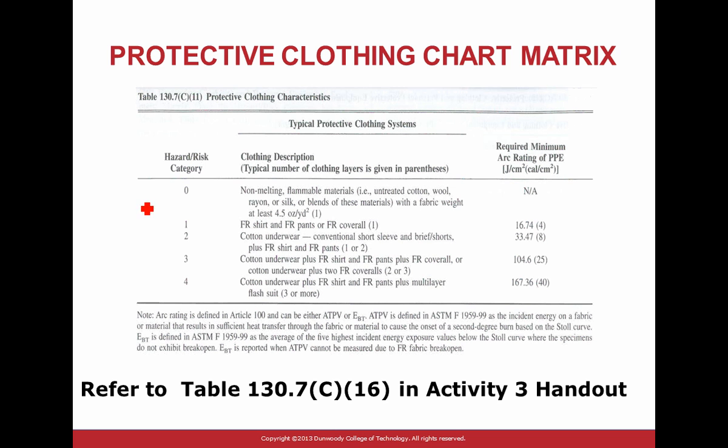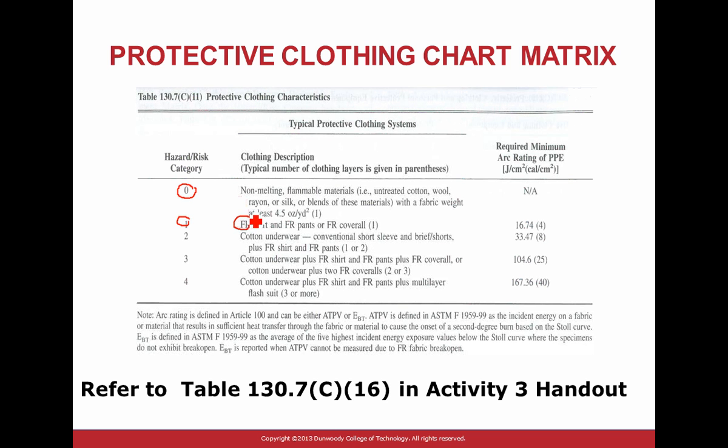For example, here's the category. Here's where 0 is. You were talking about 0. Category 0 is non-melting, non-flammable material: untreated cotton, wool, rayon or silk, or blends of these fabrics. You have to use the non-melting side for category 0 we just talked about. But when you jump into category 2, you start talking about fire rated or arc rated equipment. You start jumping into arc rated equipment after category 1. But up to 0, all you need is just cotton, something that doesn't melt on you. Does that make sense?